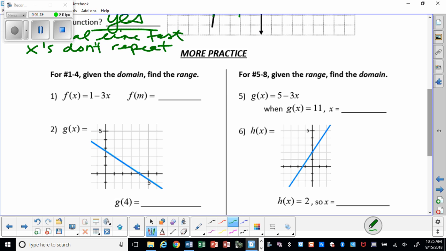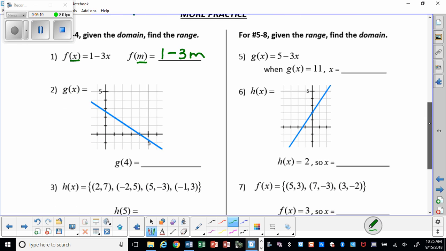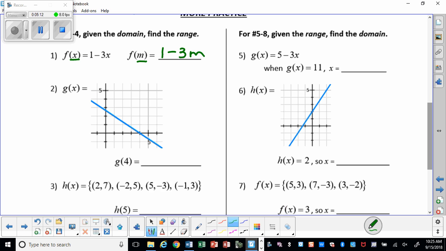So now we're just practicing. All right. So try it. Put this on pause. Try it, and then check your answer with the video. So this is saying m goes in for x, so x equals m. So everywhere I see an x, I'm going to put in an m, and that's the end of that. That's all that means. Number 2, g of x, and what's going in is 4.